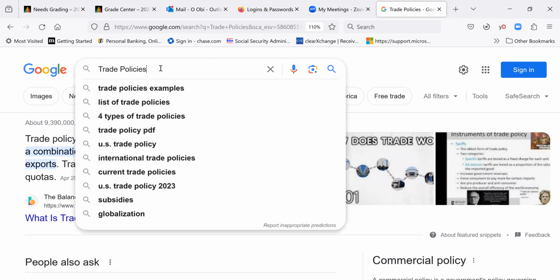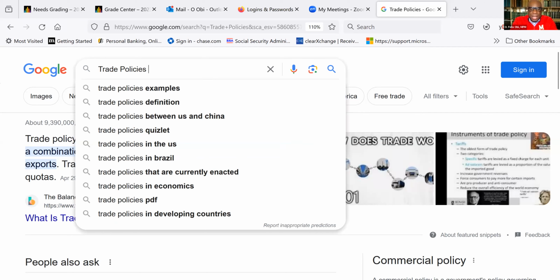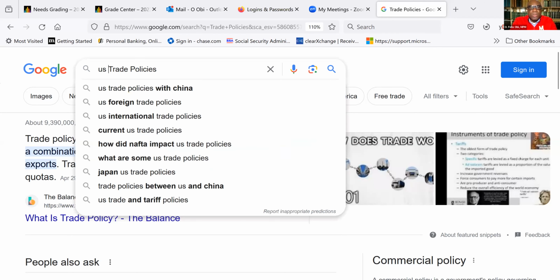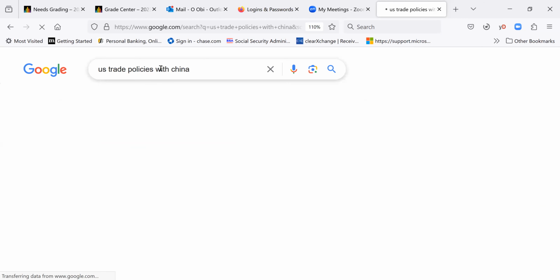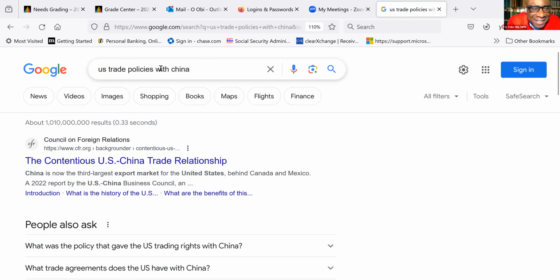So, what I really want is a paper that is 3 pages long, right? So, let me actually preface it and say US trade policy. Let's say with China, why not? Because we've covered a lot of China stuff for the semester. Yes, we have.